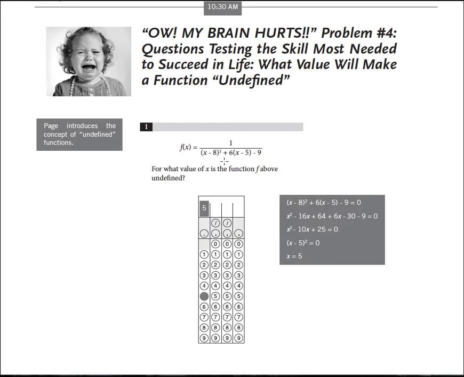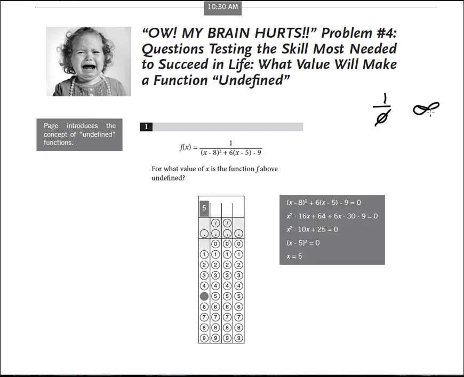Can someone tell me here? We've got this function 1 over this somewhat intimidating looking denominator. Can anyone tell me what can I do? What does it mean if a function's undefined? What would that mean about the denominator? Who can tell me? Michael, yeah, you're right. That would mean that the denominator has to be equal to 0, right? That would make the range undefined. It would become essentially infinite, right?